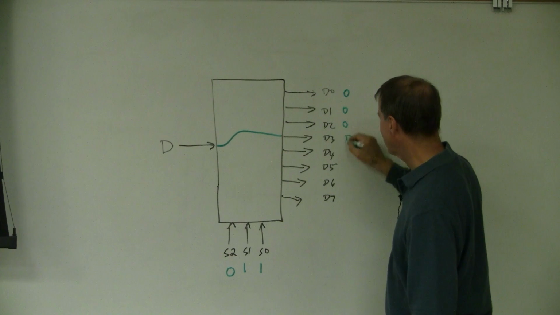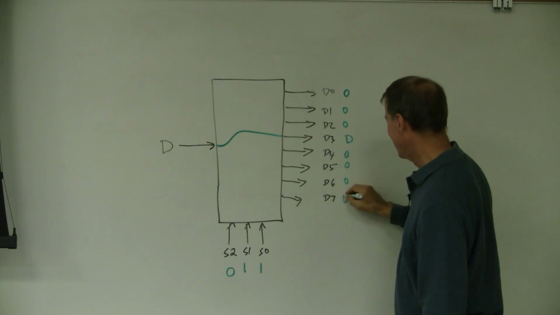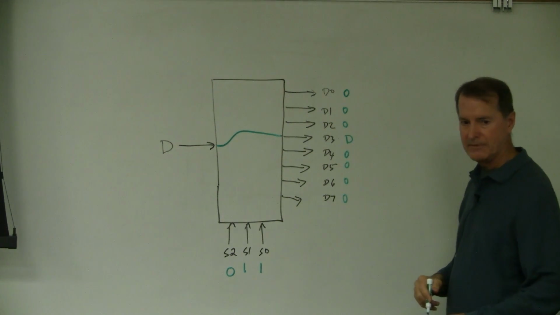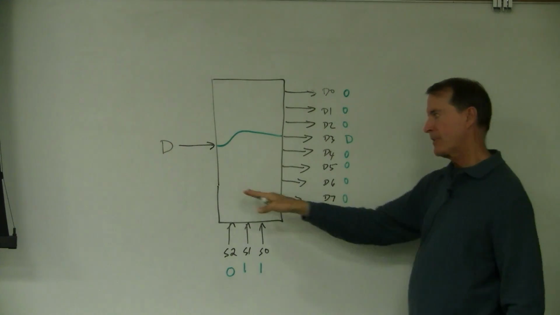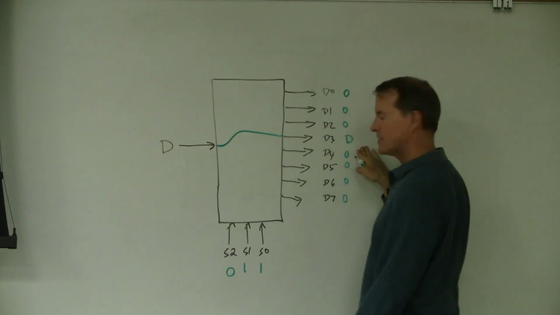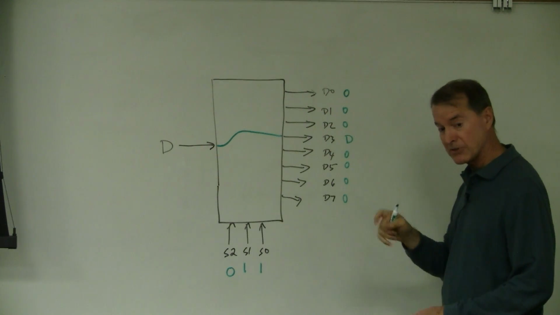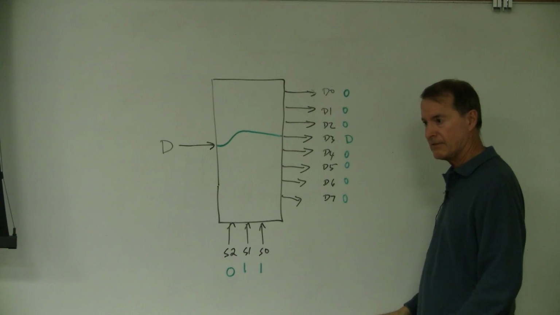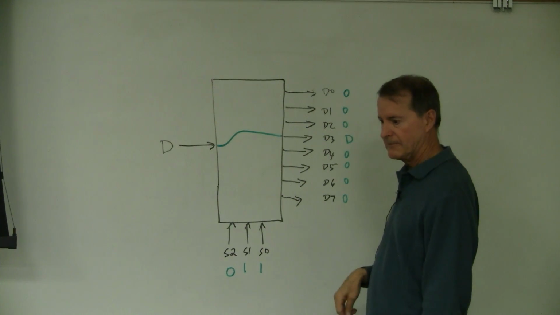0 is something. Well, it would depend on what D is. If D is 1, then this would be 1. If D is 0, then this would be 0. Are you with me? Yeah, that was a good question. Does everybody see how that works? Okay.